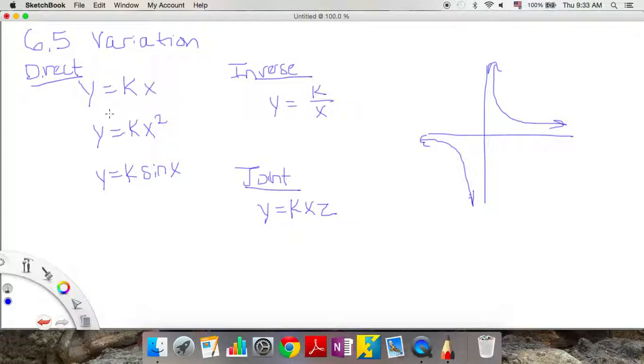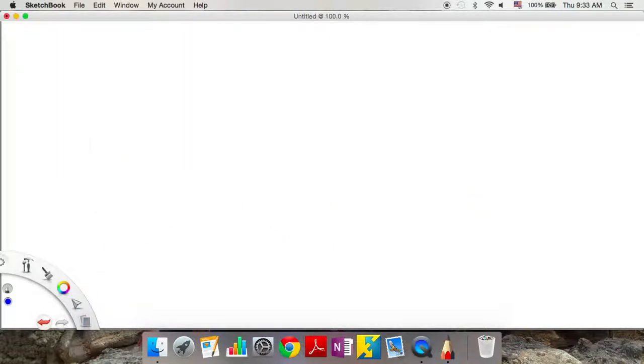You need to be able to deal with these in word problems, especially if they say, the height of the mountain varies inversely with the slope of the trail or something like that. Then you need to recognize that's an inverse relationship, and you need to be able to set up an equation like that. So let's try a couple of examples.